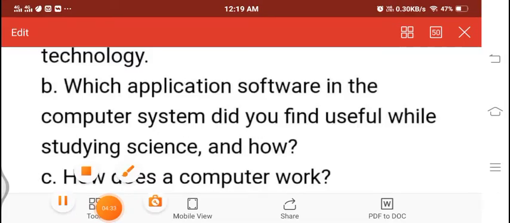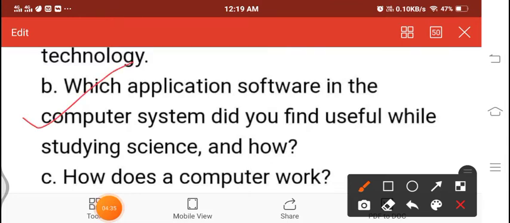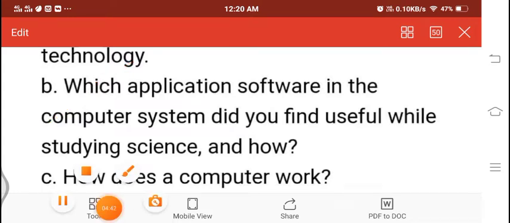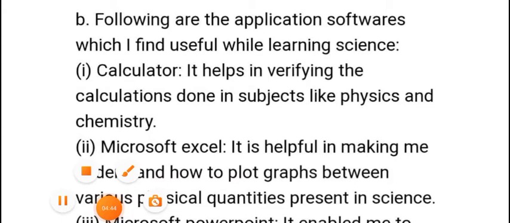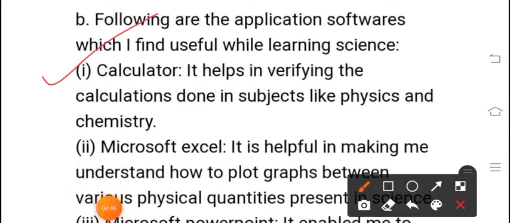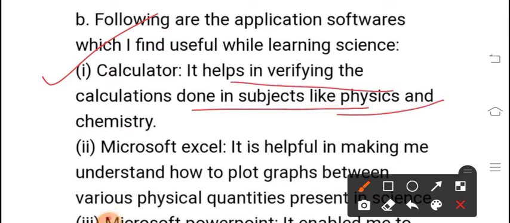Next question is, which application software in the computer system did you find useful while studying science and how? Answer is, first of all, the calculator. It helps in verifying the calculations done in subjects like physics and chemistry. Obviously, a lot of calculations are there. With the help of formulas we need to calculate the time, distance and all. To calculate we need a calculator, and this is a part of our computer.